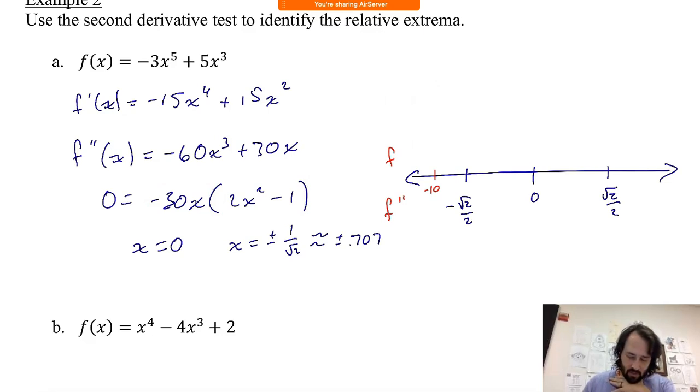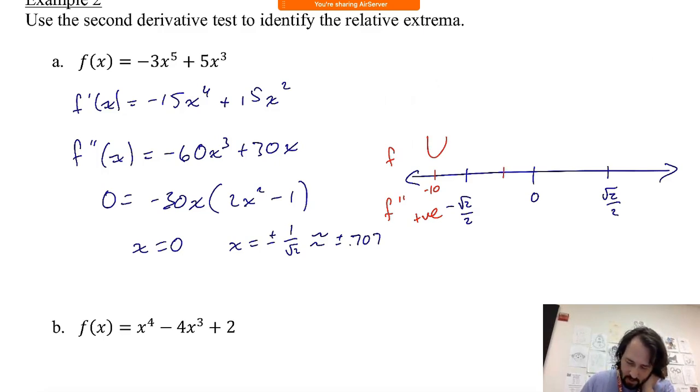So if I put in negative 10, the first one, that 30x is positive, and then the second one would also be a positive number. So this is a positive interval, so I am concave up. Concave up will look like this.